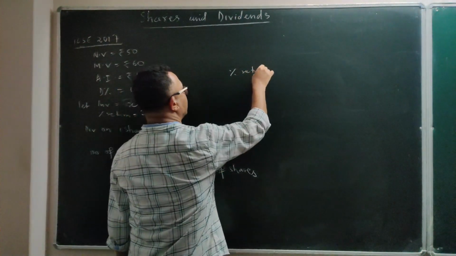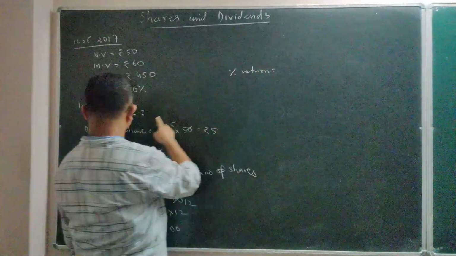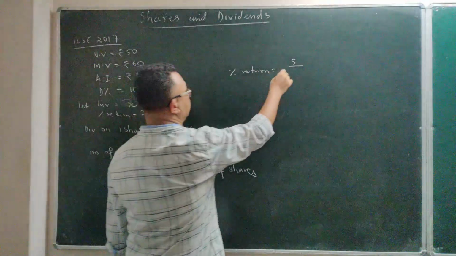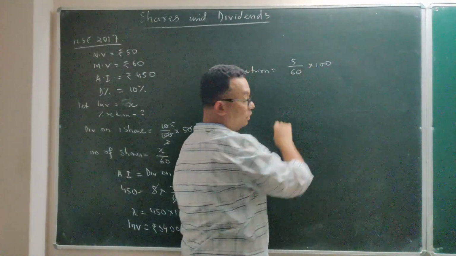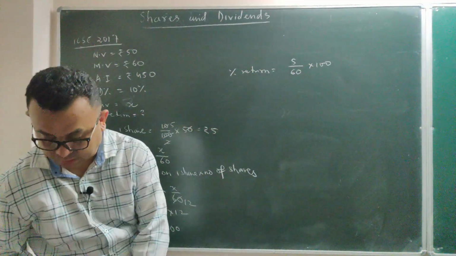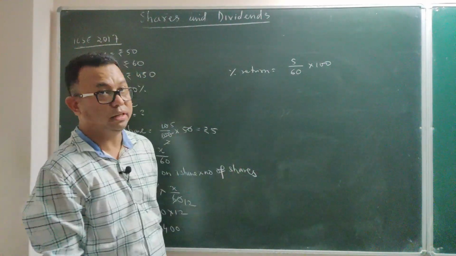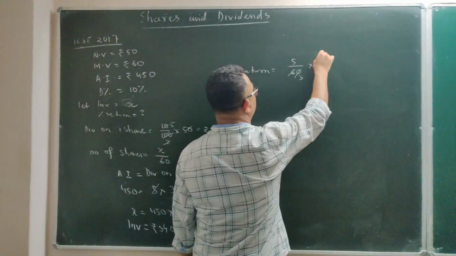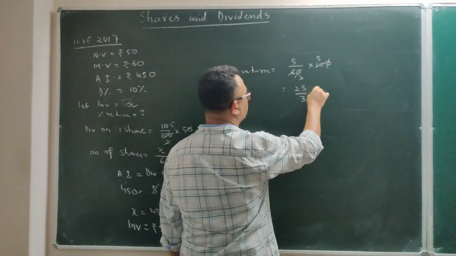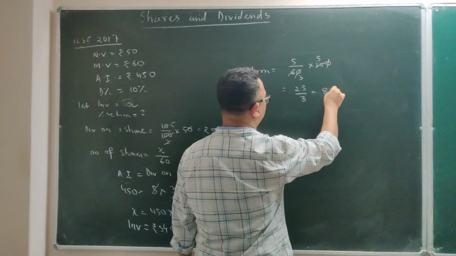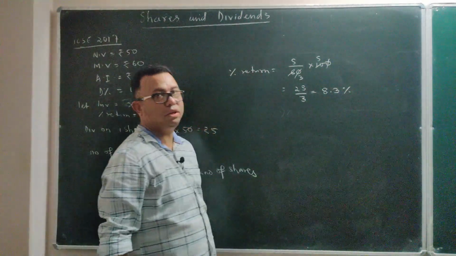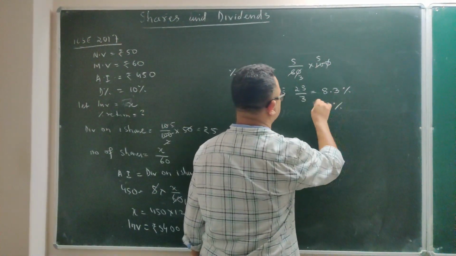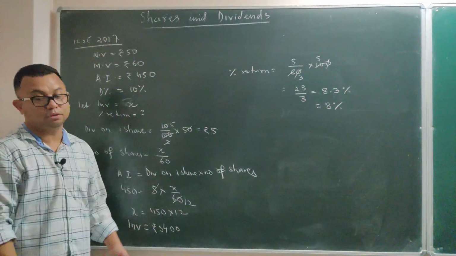Percentage return is equal to dividend on one share by market value into 100. How much is the dividend on one share? Dividend on one share is 5 rupees. The market value is 60, into 100. And give your answer to the nearest whole number. Like in the previous question, here also they are telling you to calculate to the nearest whole number. 0 and 0 is gone. 2, 3 and 2, 5. So this is 25 by 3. 25 by 3 means 3, 8, 24, 3. So it is coming 8.3%. But to the nearest whole number, 0.3 is less than 5. So this is 8%. So to the nearest whole number, it is 8%.